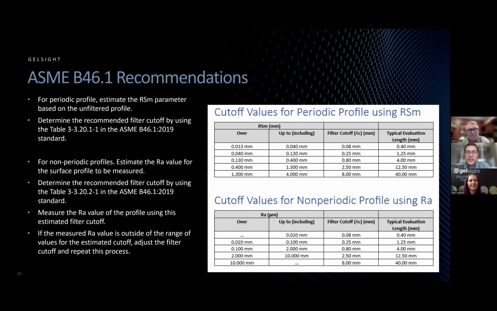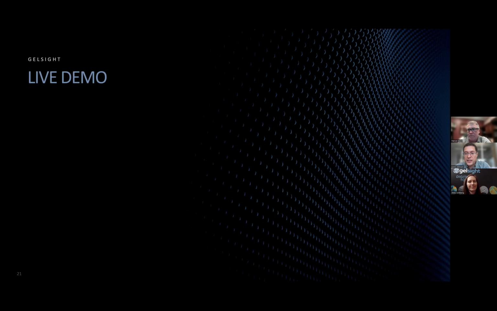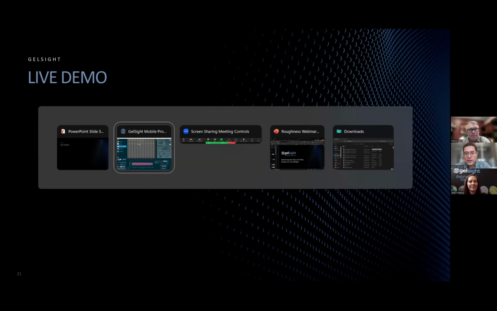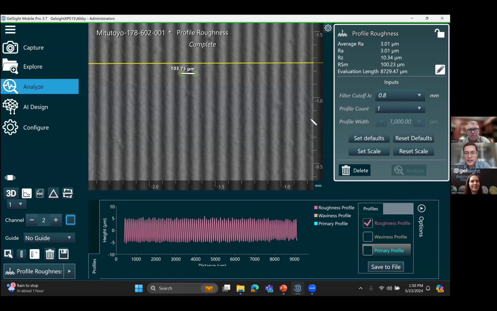How does that placement affect the roughness results? So Abby's going to switch back to GelSight mobile software. We'll load a shot peen example. Here's an example of a texture that doesn't have an obvious periodic texture to it.